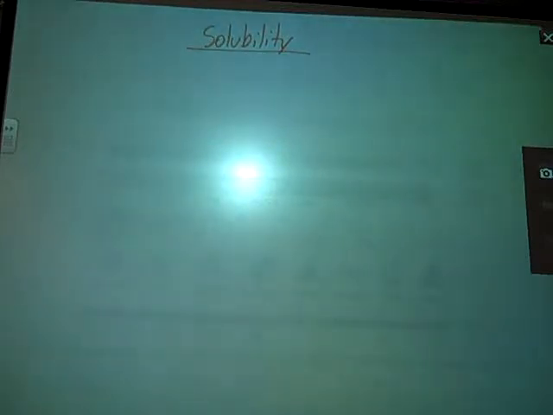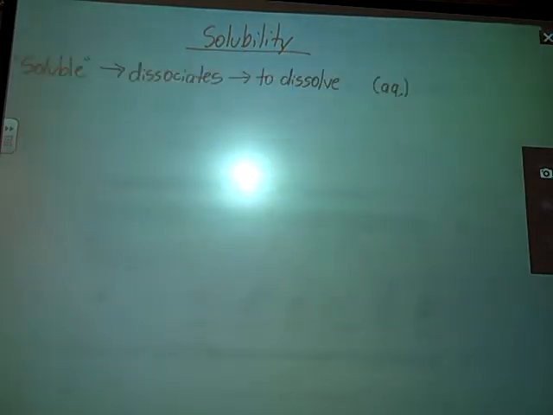This video is going to cover solubility, just the basics of it. We'll do net ionics in the next video. So solubility is the last piece of the perfect chemical equation, and it looks at whether or not a compound can dissolve. To be soluble literally means that a compound dissociates or dissolves.